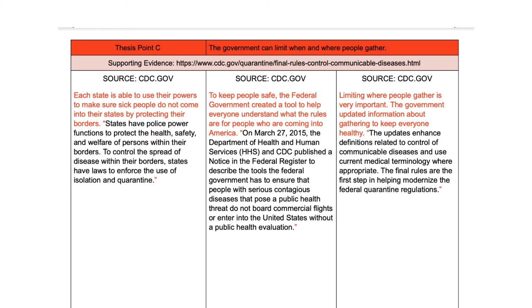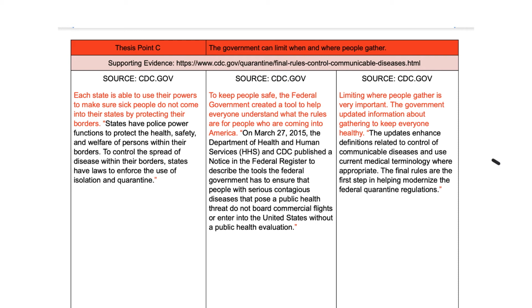So this was the government limiting when and where people gather, because if they're saying, no, you can't come here, they are establishing that limitation. So the proof supports my statement, which supports the thesis. And the information came from here.